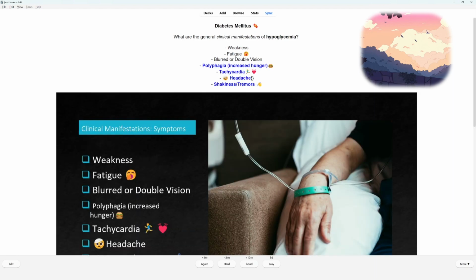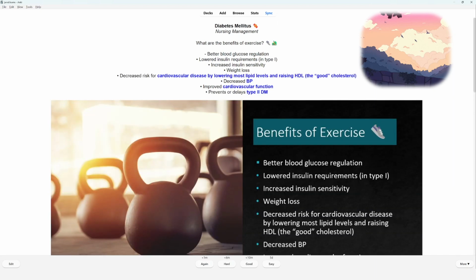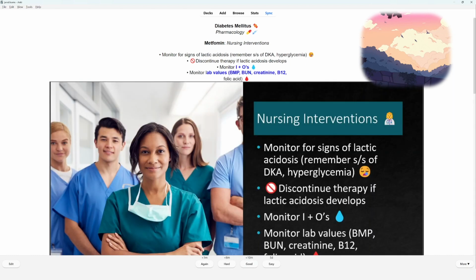Hypoglycemia, polyphagia, tachycardia, headache, shakiness, tremors. Decreased risk for cardiovascular disease, decreased blood pressure, improved cardiovascular function, and prevents type 2. Nursing interventions, we're going to monitor eyes and nose and then also our lab values, BNP, BUN, creatinine, B12.